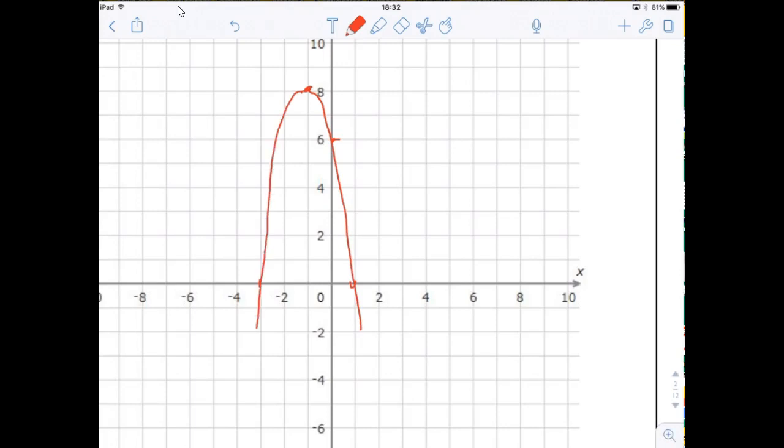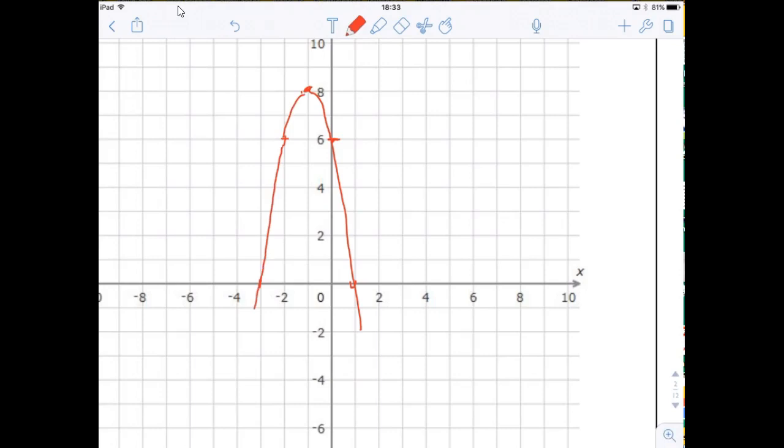This is actually not a good drawing, because if I know that 0,6 is a point on the parabola, I also know that the opposite point, which in this case would be -2,6, is also on the parabola. So I'm going to redraw this so that it actually goes through that point. All right, that looks pretty good.